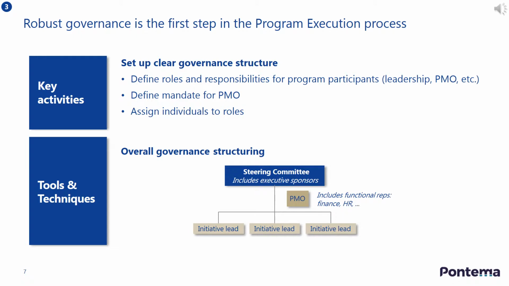Robust governance is the first stage in the program execution process. Roles and responsibilities for program participants should be defined, and individuals should be assigned to roles. The mandate of the PMO should be agreed, including its scope of activities, responsibilities, and resources required. When designing the overall governance structure, it is important not to over-engineer the structure, but to keep reporting lines simple and minimally sufficient. The ultimate test is that everyone involved should understand their roles and responsibilities.